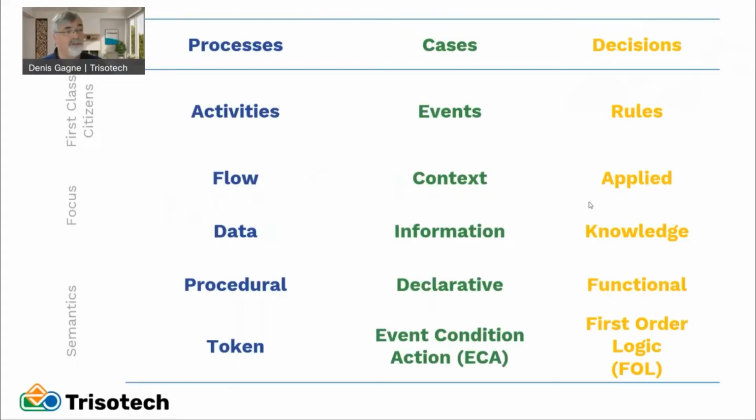So today I wanted to go over the three standards in terms of what their main differentiations are between the standards. So BPMN is all about processes. And in processes, the first class citizens are the activities. And we're focusing on the flow of activity and the data that is consumed by that flow of activity.